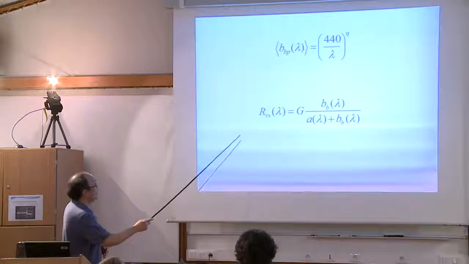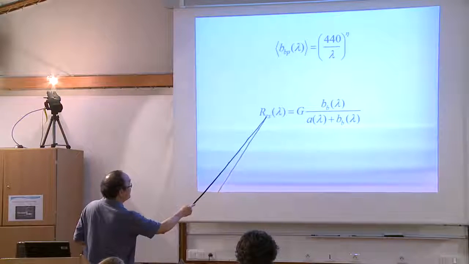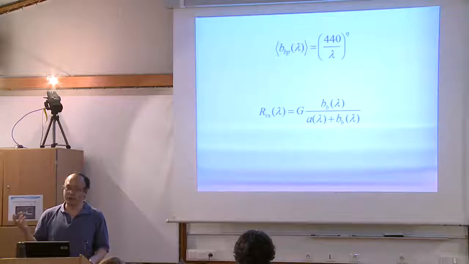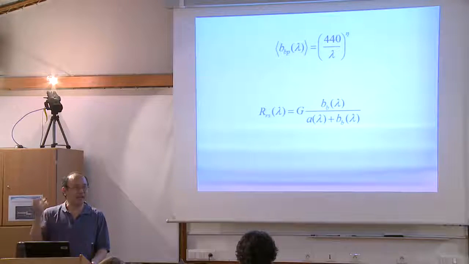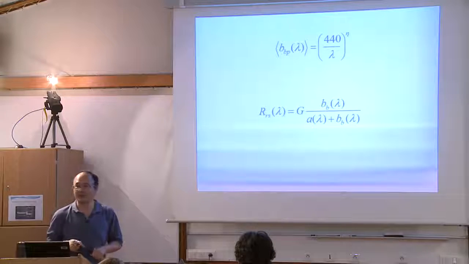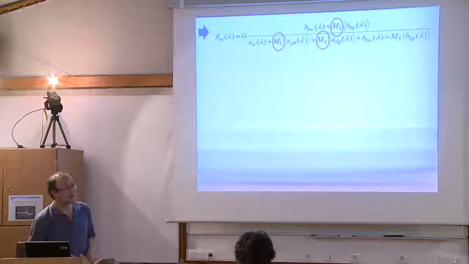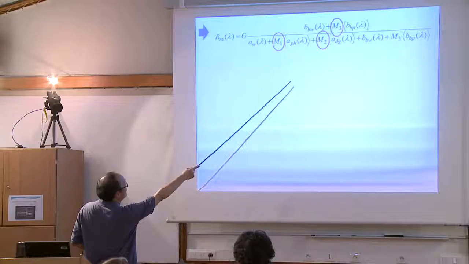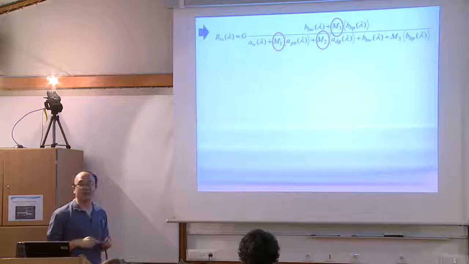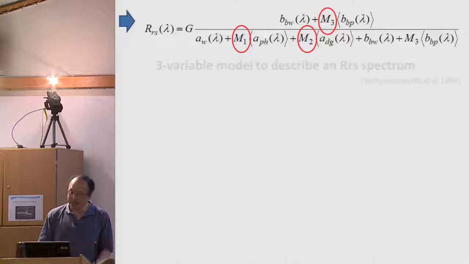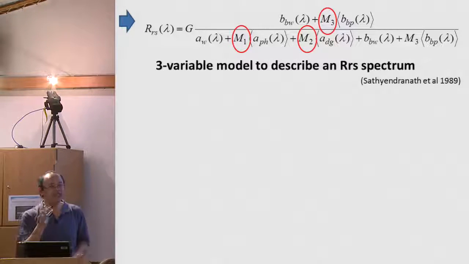As I mentioned at the beginning, remote sensing reflectance is a function of bb over a plus bb. Now we have developed models to get aph, adg, and bbp. So we put those into this formula, and this is what we get. Remote sensing reflectance: you have M1 for aph, M2 to scale adg, M3 to scale bbp. So now remote sensing reflectance has just 3 independent unknowns, M1, M2, M3.